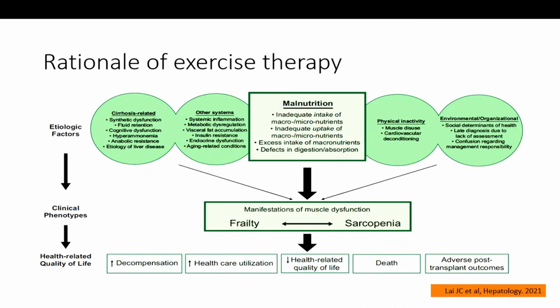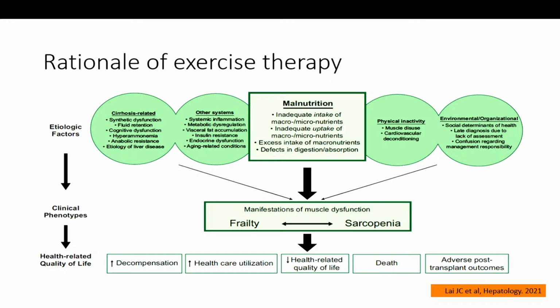So now, what is the rationale of exercise therapy in patients with sarcopenia and obesity? Because we know that those patients who are sarcopenic and frail, they have increased risk of decompensation, increased risk of hospitalization, as well as poor outcomes post transplant also.